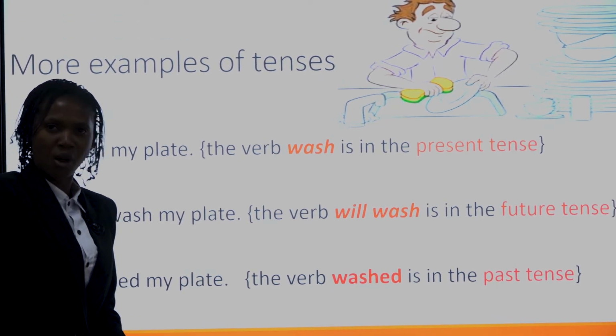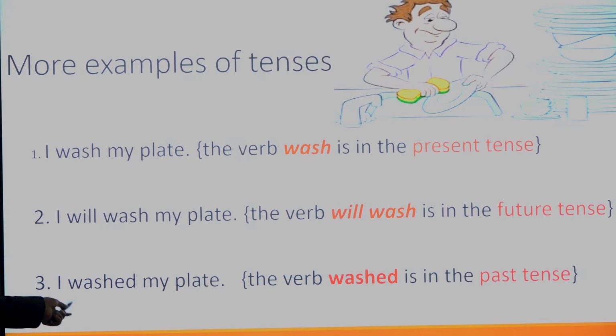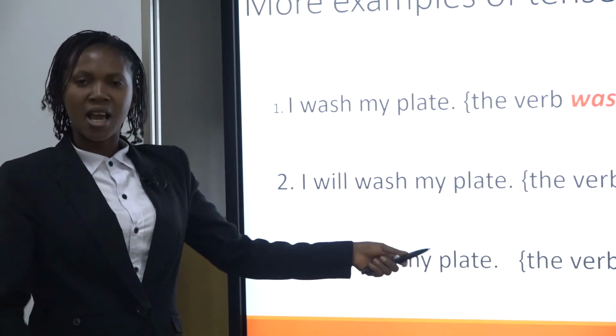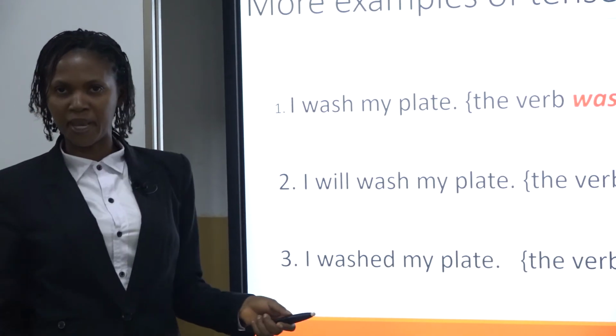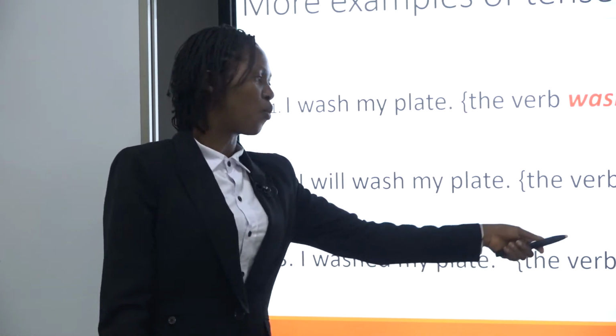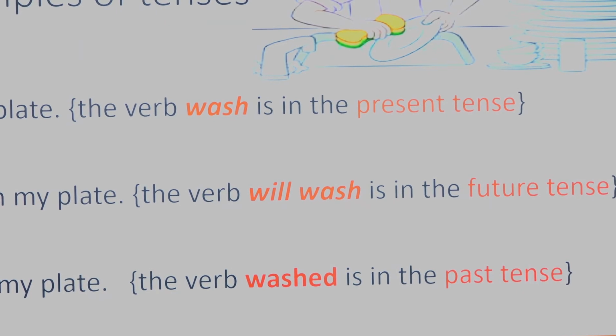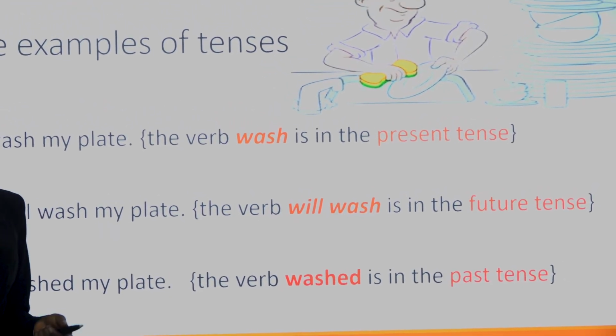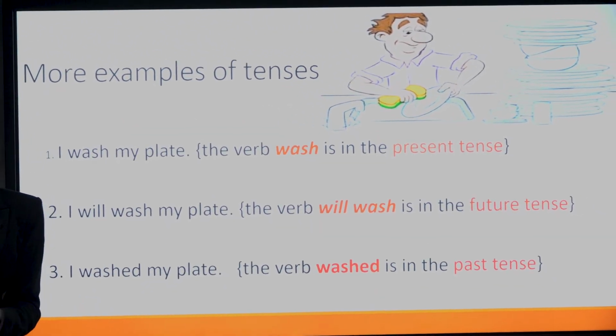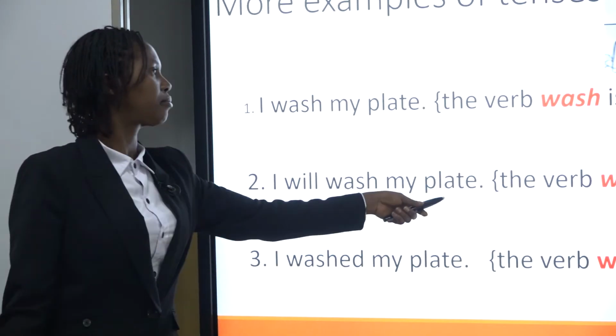Presently, I wash. Then the past, I washed my plate. The verb washed is in the past tense, meaning that I have washed the plate.